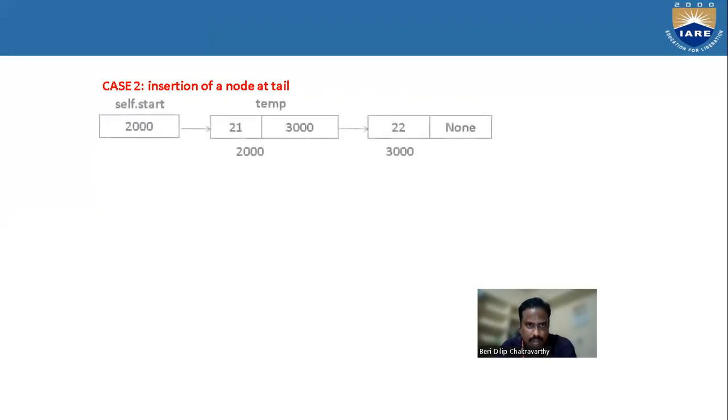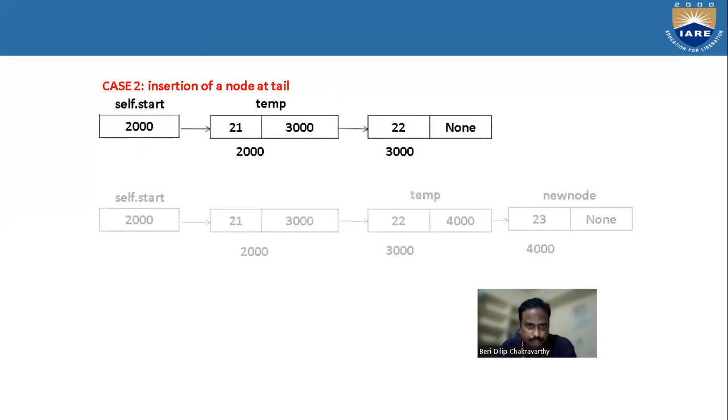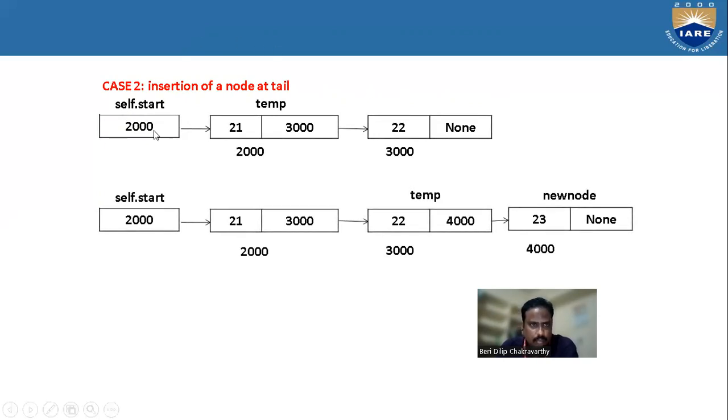Then, insertion of a node at tail, that means at the end. Observe here, I have already taken some elements, 21 and 22. The address of 22 is 3000, which is stored here. The address of 21 is 2000, stored here. In this way I'm representing a linked list. Here none is there, which means it is the end of the linked list, the last node.